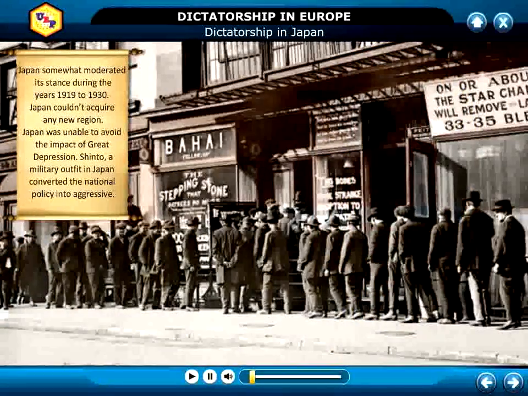Japan somehow moderated its stance during the years 1919 to 1930. Japan couldn't acquire any new region. Japan was unable to avoid the impact of the Great Depression. Shinto, a military outfit in Japan, converted the national policy into an aggressive one.